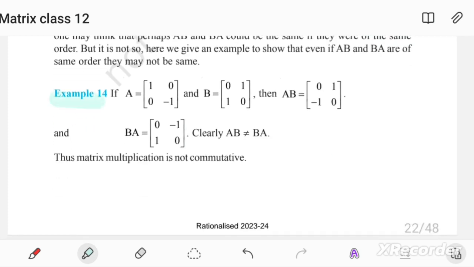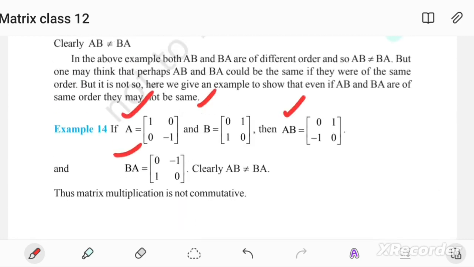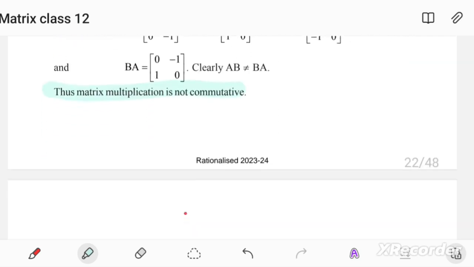Now moving ahead to example number 14. In example number 14, we are given matrices A and B, then AB is this and BA is this. In this example it is shown that AB and BA are both defined, but clearly AB is not equal to BA. This implies that matrix multiplication is not commutative.